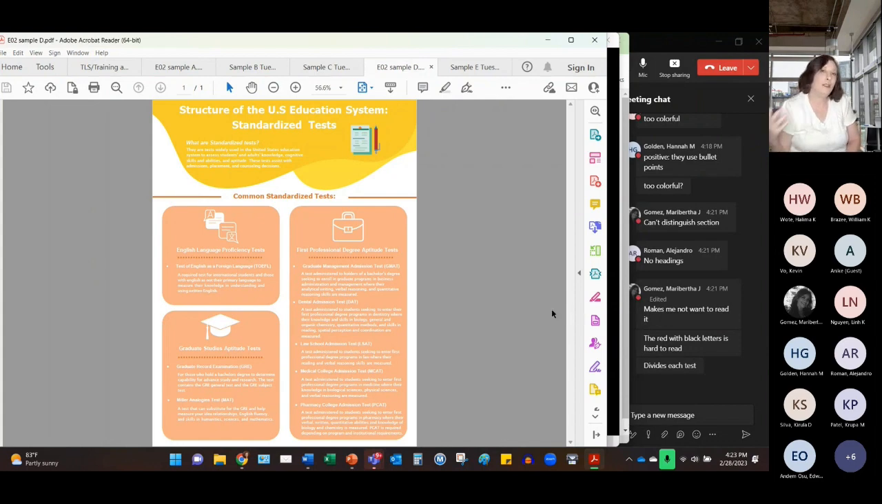So this is another one that is trying to be more visually complex, I guess we could say. So what are some positives and negatives that you would have to comment on this one?